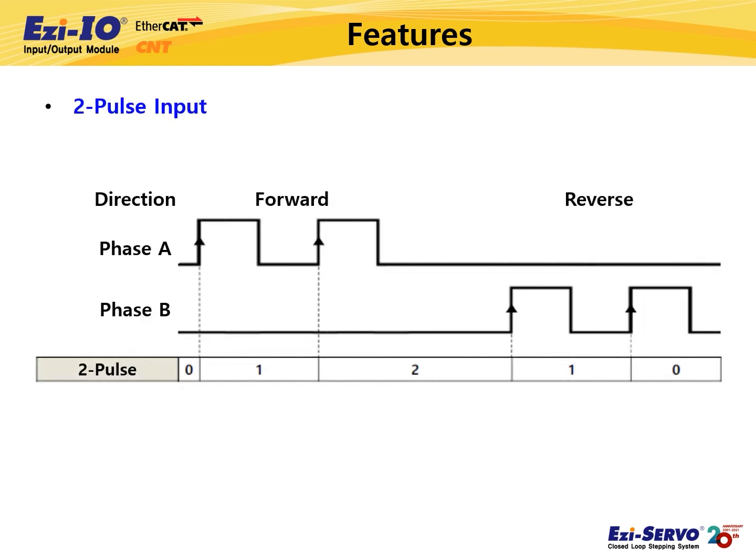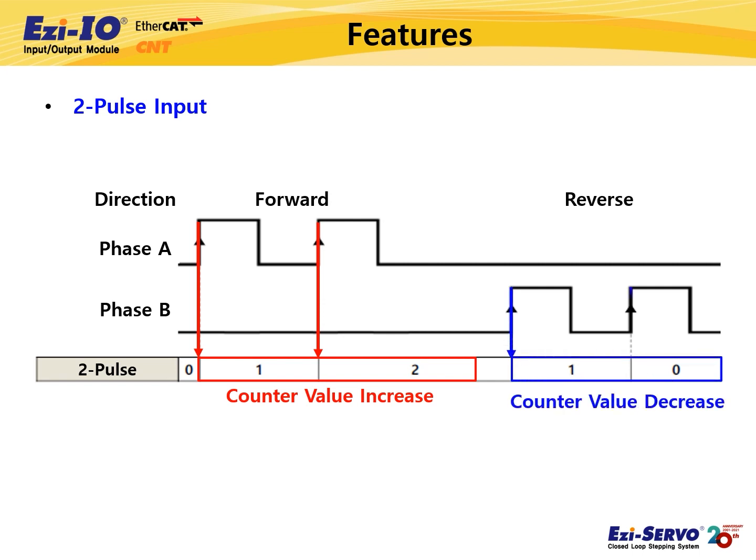Last pulse input method is two pulse input. In case of two pulse input, the counter value at the rising edge of the A phase signal increases, and the counter value at the rising edge of the B phase signal decreases. User can select the pulse input method among the three methods.